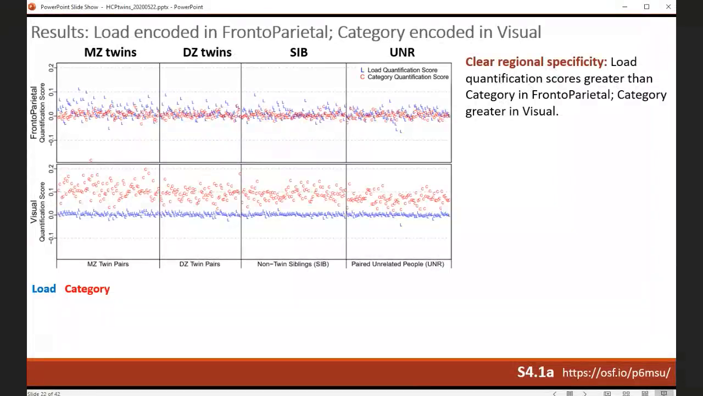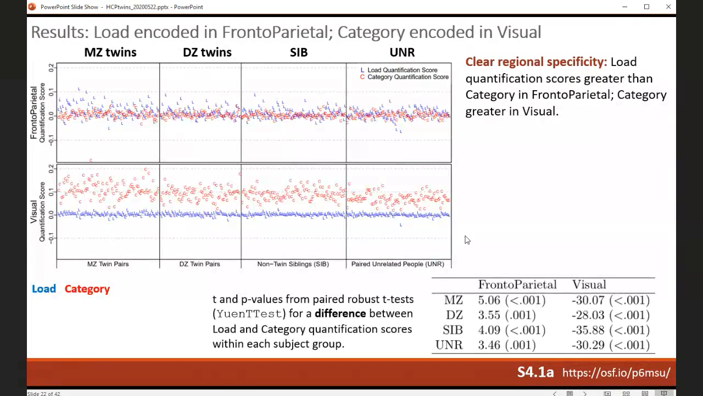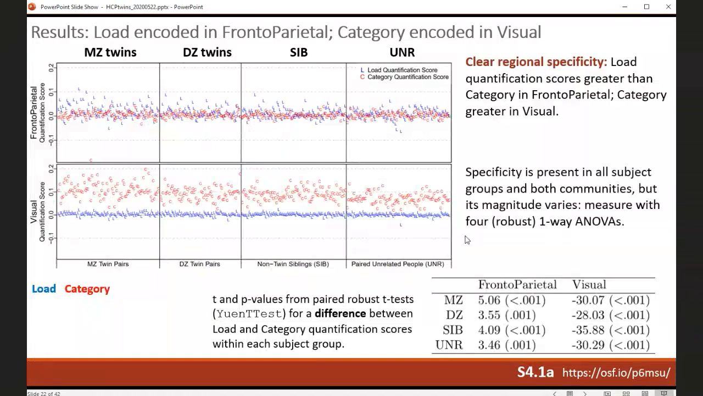It's clear that the load quantification scores are higher than category in frontoparietal. You can see more of the L's on top of the C's, but down in visual, it's the other way around. The categories are higher than the loads. And of course, this is crazy significant. You almost don't need to even try to calculate a significance.